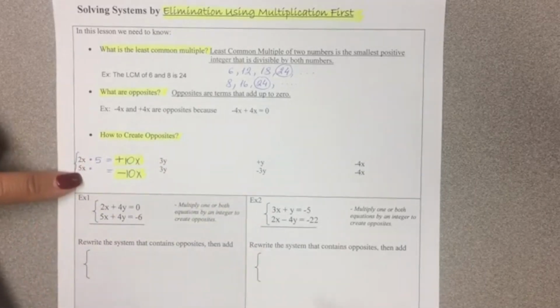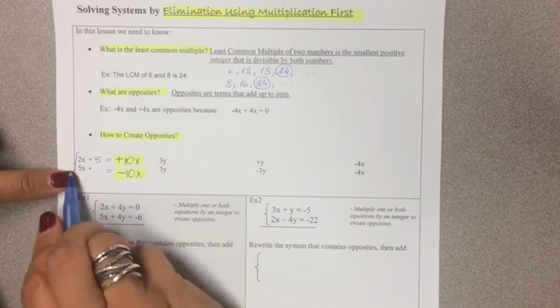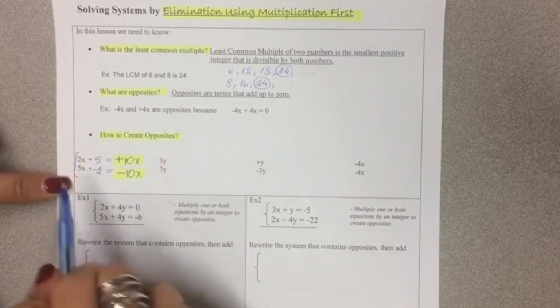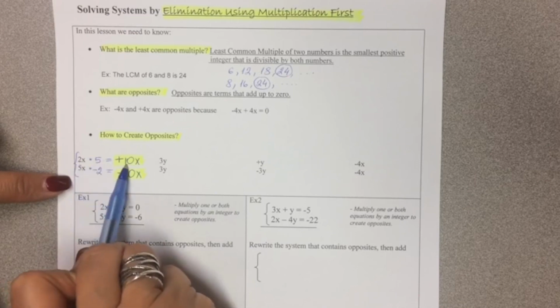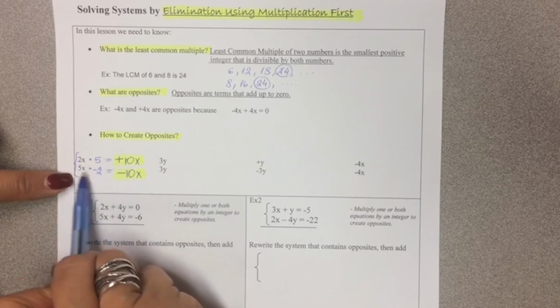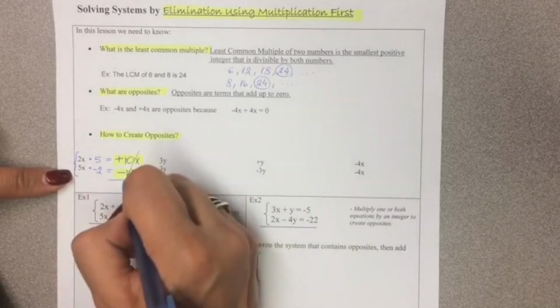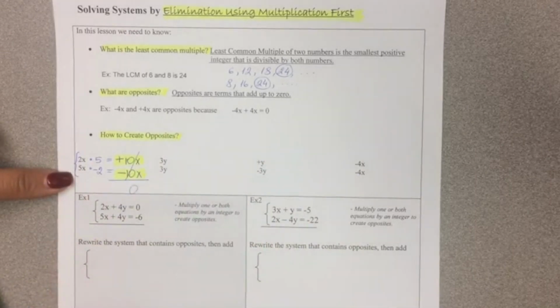What should I multiply 5x by to get negative 10x? 5 times negative 2 will be negative 10. So if I multiply 2 times 5, that's positive 10. If I multiply 5 times negative 2, that's negative 10. That will create opposites. We'll have opposites and we could eliminate.